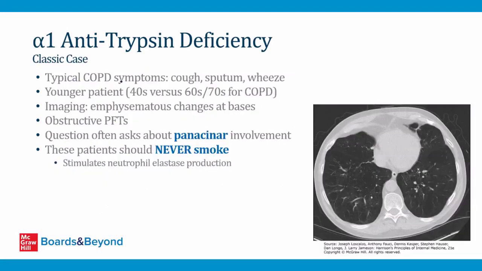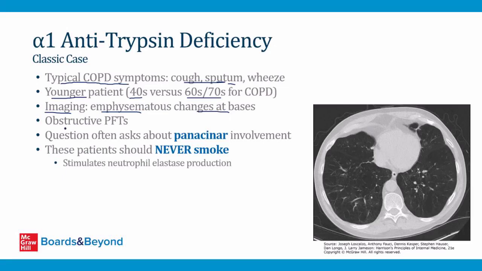So the classic case of this rare disorder to know for your boards is a patient who has typical COPD symptoms like cough, sputum, and wheeze. Usually they will be younger. So for example, patients with this condition often present in their 40s, whereas people who smoke and develop COPD usually present in their 60s or 70s. On imaging, you can see emphysematous changes, but they're going to mostly be at the bases in contrast to traditional emphysema, which is more at the top of the lungs.